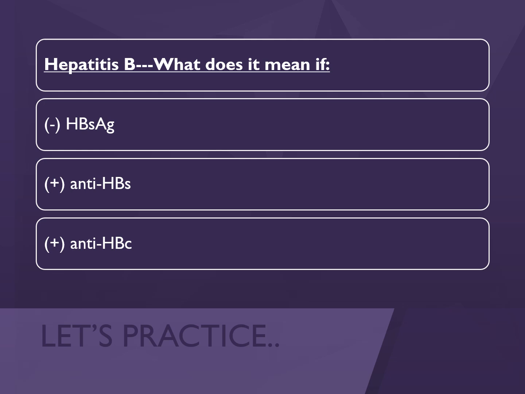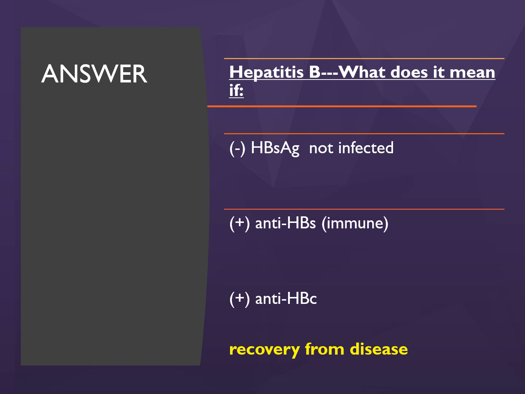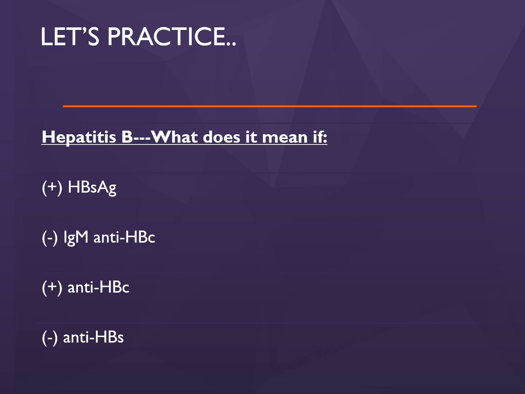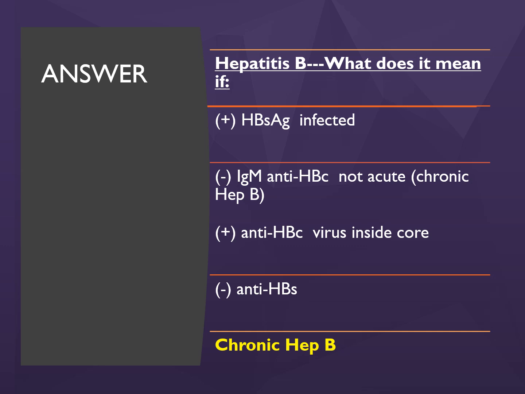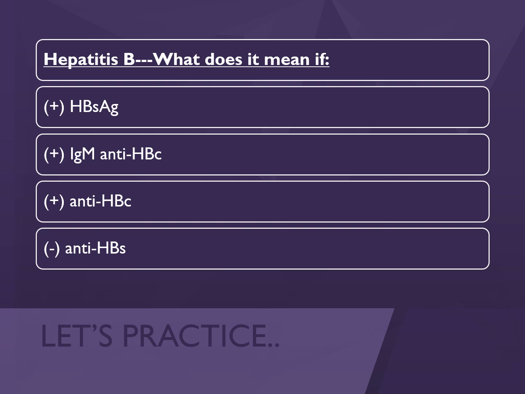What does this mean? Great. If you said that this patient was exposed but they're recovering, you are correct. Let's try another one. They have a positive surface antigen, a positive antibody core, negative IgM Hep B core, and a negative antibody Hep B surface. So what does this tell you? This patient has chronic hepatitis B. Perfect, good job. Let's try another one.